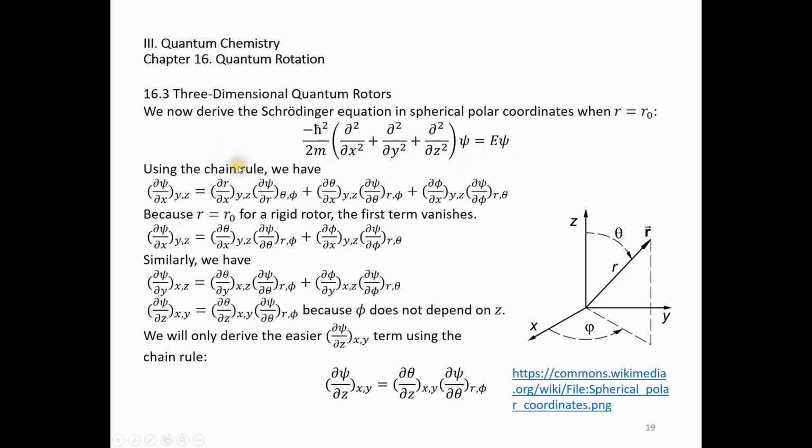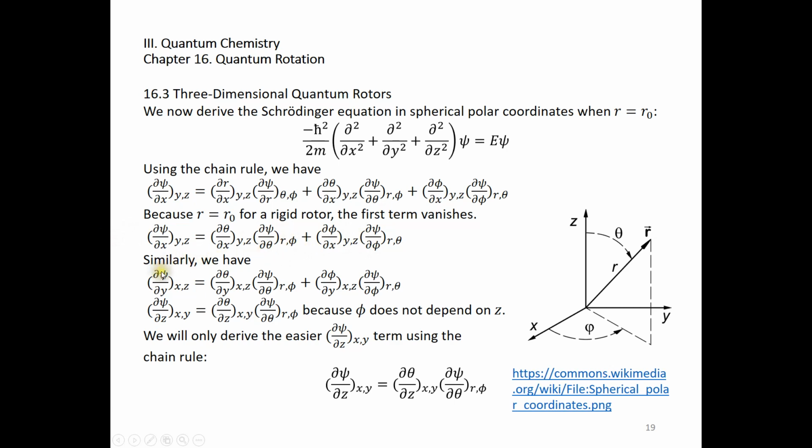We're going to use the chain rule. How does psi depend on x? Well, we can express this in terms of r, theta, and phi. So we look at how psi depends on r and how r depends on x. How psi depends on theta and then how theta depends on x. How psi depends on phi and how phi depends on x. But since r is r0, it's a constant. So really psi only depends on theta and phi. The first term is just 0. So how does psi depend on x? Again, we can use theta and phi as the intermediate variables. It's just the chain rule.